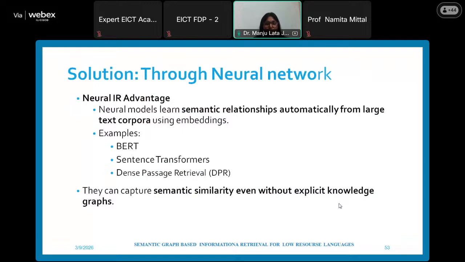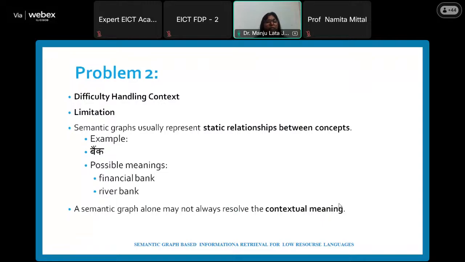So to overcome these limitations, neural network models came into the picture and they tried to find the implicit relationships as well. They try to establish those relationships. A few examples like BERT, sentence transformers, and sentence passage retrieval are tools which are taking care of these things: semantic-based IR, as well as dynamically establishing relationships between the new terms of the document. They can capture semantic similarity even without explicit knowledge of the graphs.